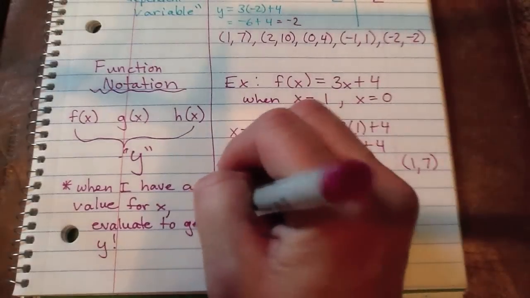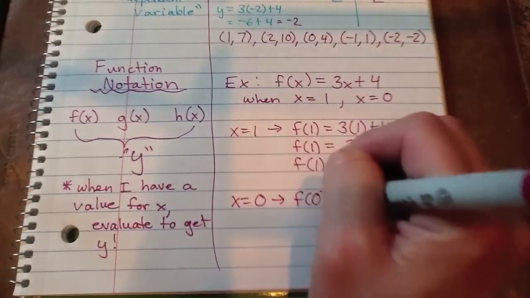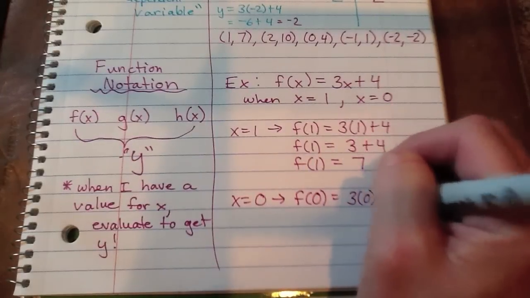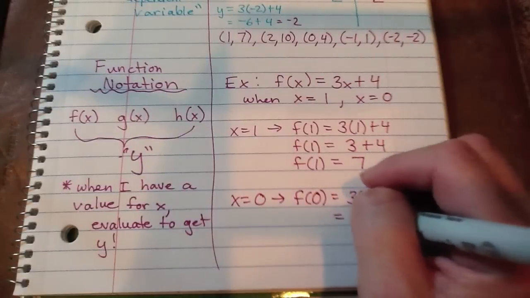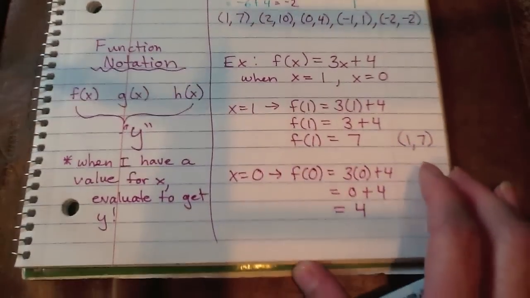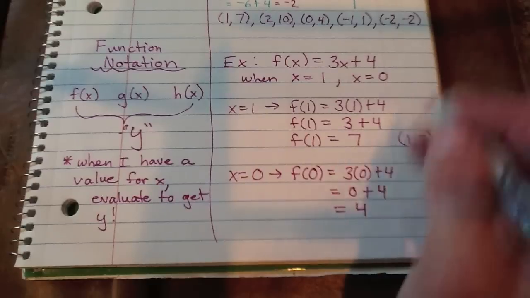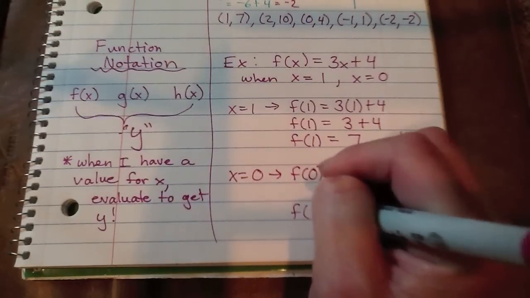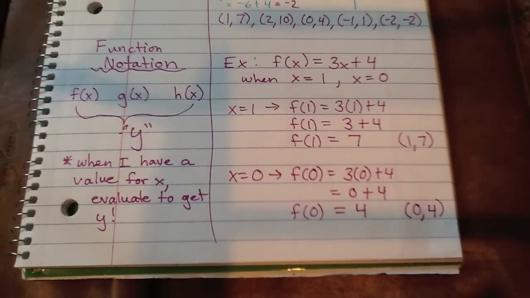Same thing when x equals 0. When x is 0, I'm going to plug it in on the right, and I'm going to find what I get. And what you get is 0 plus 4, which is 4. So that's another way to show it, where I just kind of left it out right there. But at the end, I still need to think about that. This is based on when x is 0, which gives me the 0, 4.